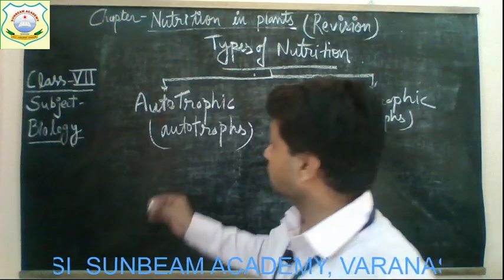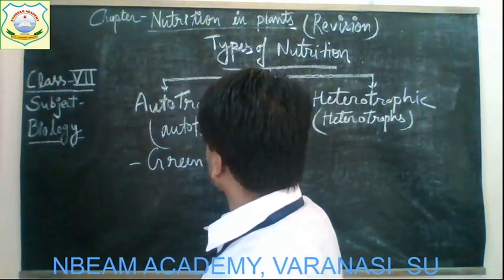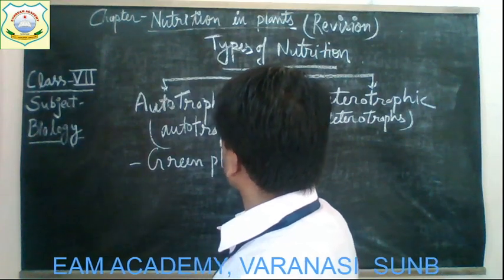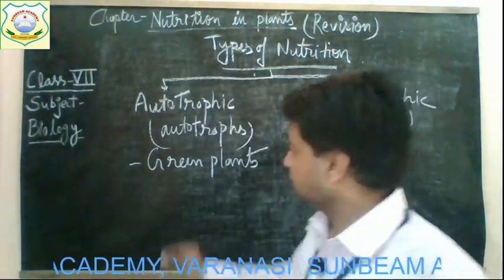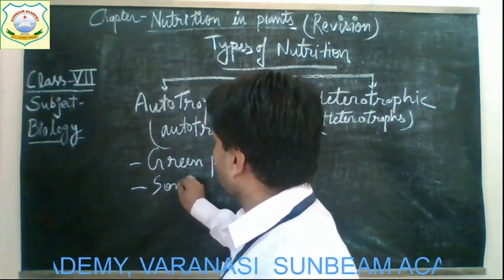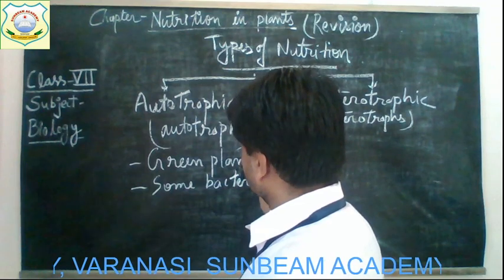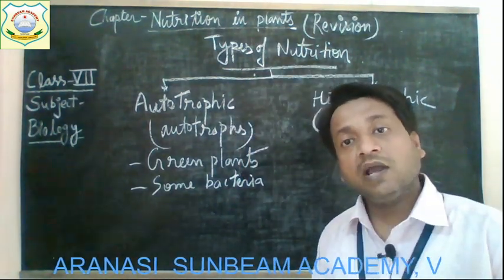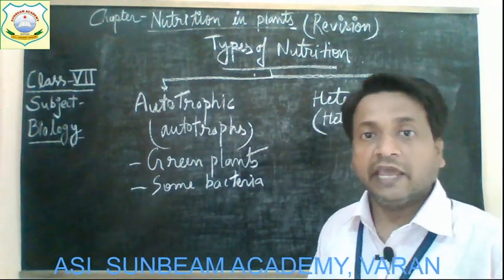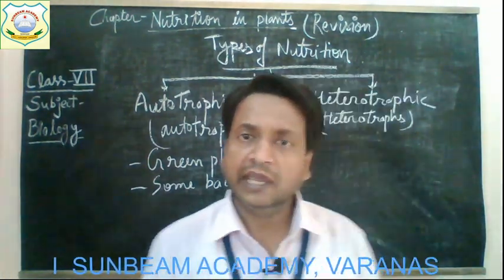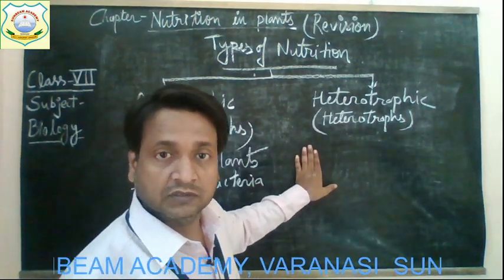So the green plants and some bacteria are mainly termed autotrophs, whereas all other organisms are heterotrophs. Animals, we human beings and all, come in the category of heterotrophs. Got it, children?